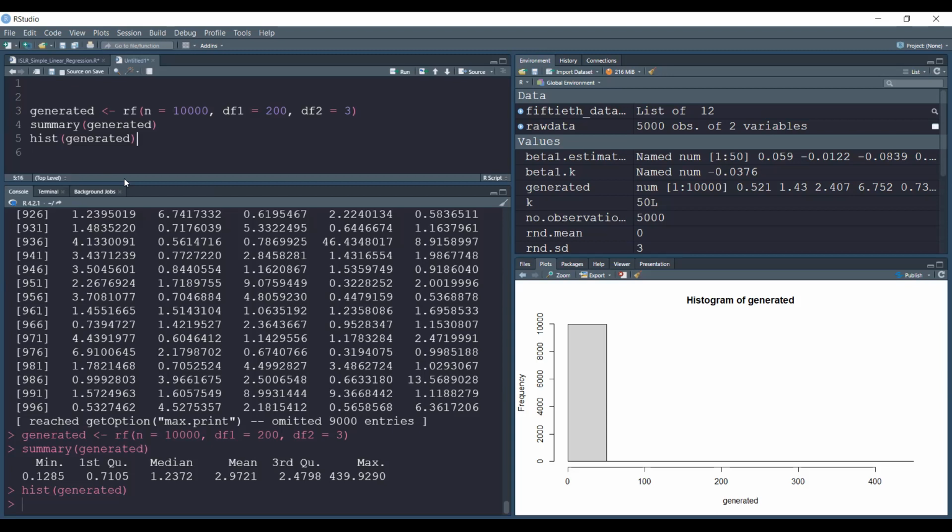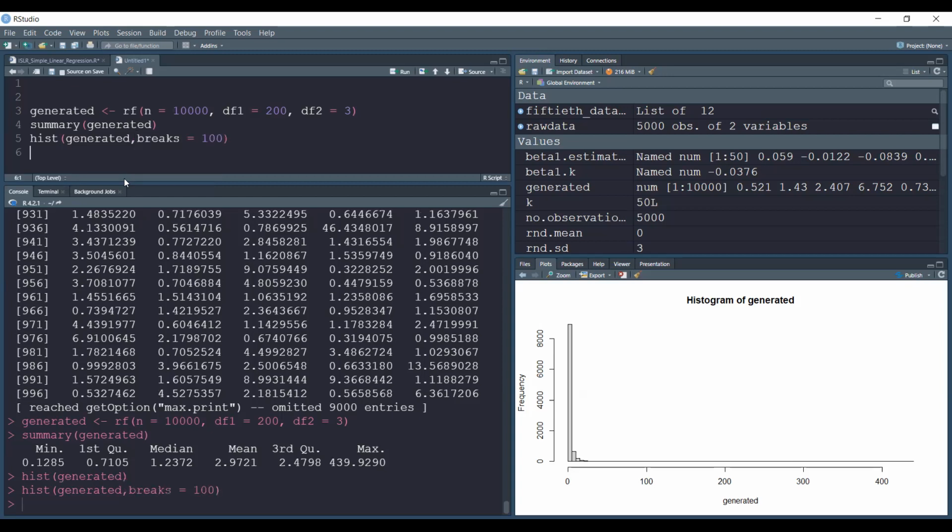I see. Let's try breaks. So 100. Oh, okay. Look. Oh, right. So most of the data, 75% of the data, only gets until 2.47, whereas this 439 is really far out. It's very unlikely to get anything this high. Most of the data is clustered.